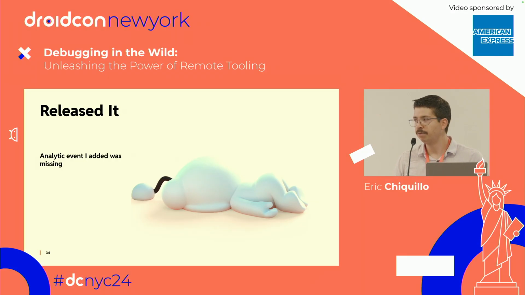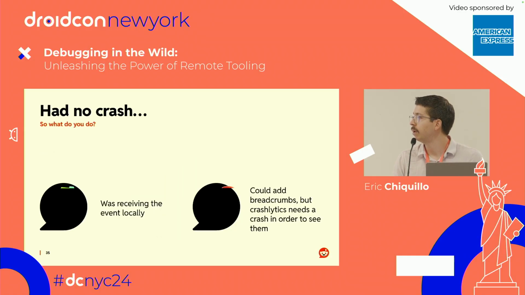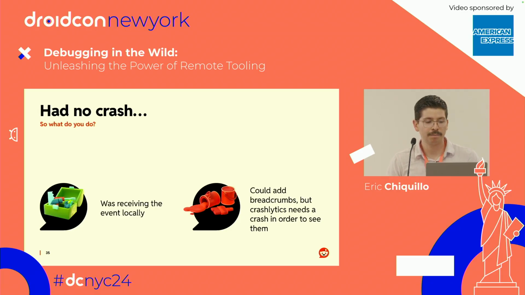So we actually didn't know if he was doing any better or not, but that was a problem because I wanted that event, and so I had no crash though. So what do I do? Everything was working for me locally. I was getting this event, and I could add breadcrumbs, but Crashlytics needs a crash or an ANR or a non-fatal in order to see these breadcrumbs. But in my case, everything was working to the user, it's just I wasn't getting my log event.